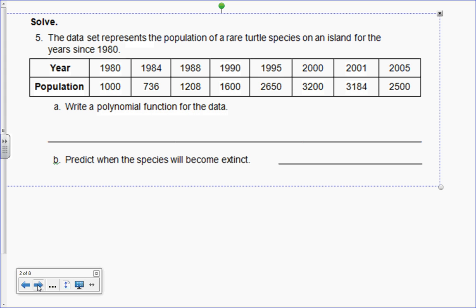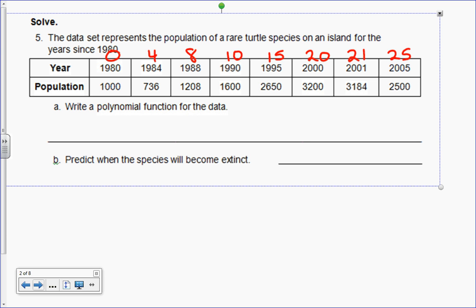So, first thing you need to do is look at the years and convert them into x values. So 1980 would be year 0. That's where you start. 84 is 4 years later. 88 is 8 years later. Let's see. 1990 would be 10 years later. 95 would be 15 years later. 2000 would be 20 years later. 2001 would be 21 years later. And 2005 would be 25 years later.